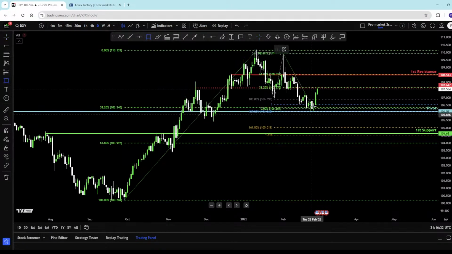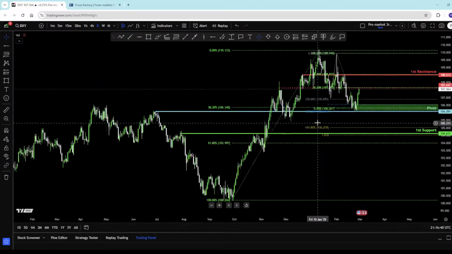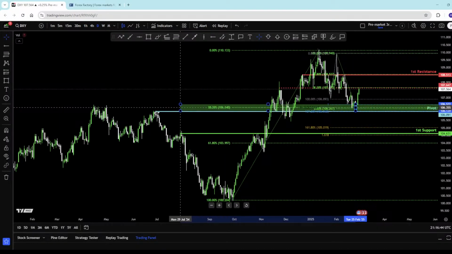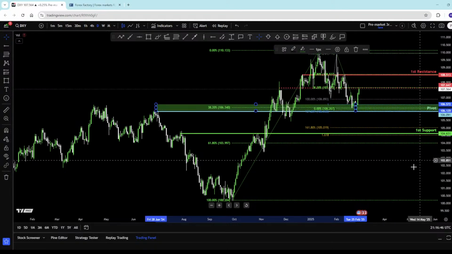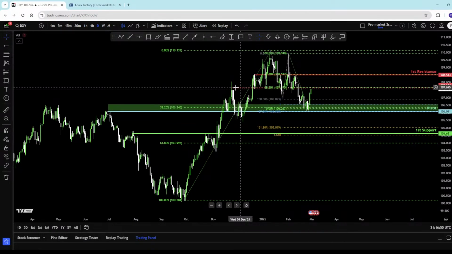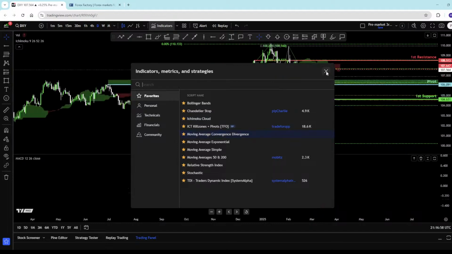Okay, so we can see we have this huge confluence area here. So I'm expecting there to be enough upward momentum to push prices upwards towards that first resistance. But yeah, just be careful of this intermediate level here. That's why I've highlighted it. Let's take a look at some indicators to see if they support our analysis.